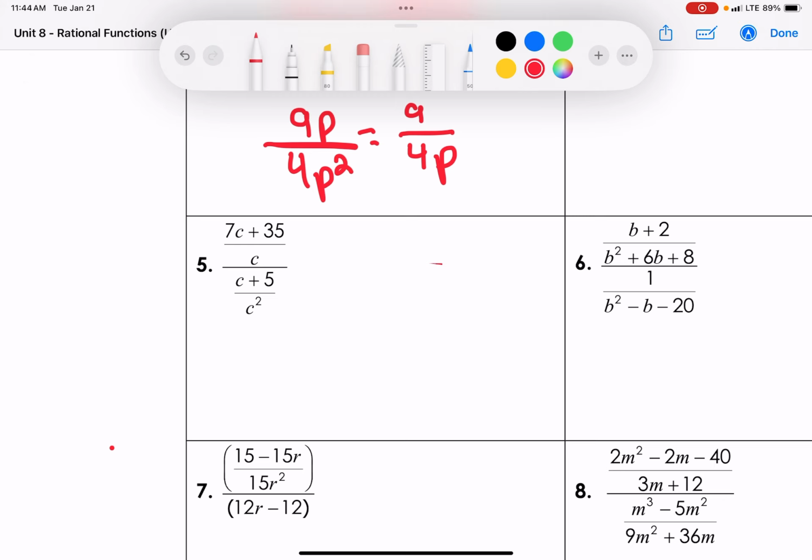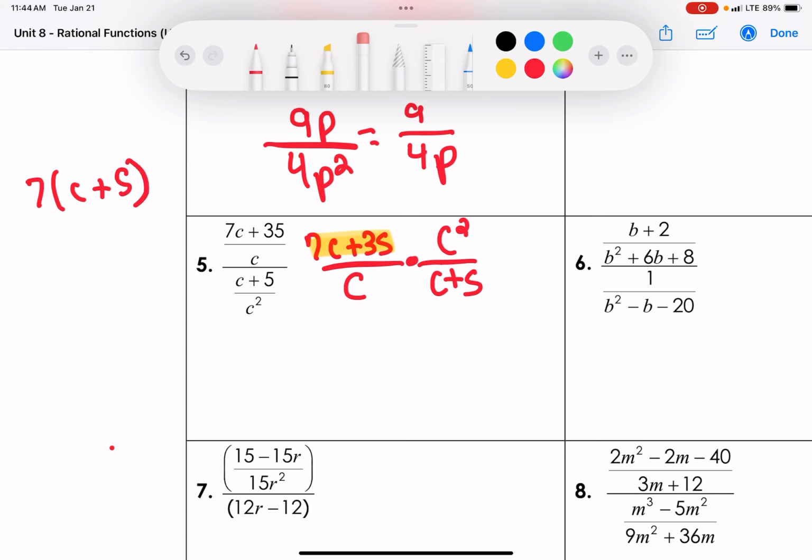All right, so same idea with this one. I have 7c plus 35 over c. Now I'm going to multiply times the reciprocal, right? So it's going to go c squared over c plus 5. All right, so can I factor any of those out? I could factor this. So that's what I'm going to work out first. What could I take out? I'm going to take out a 7. So if I take out the 7, I'm left with c plus 5. So I'm going to erase this, and I'm going to change it to 7 times c plus 5.